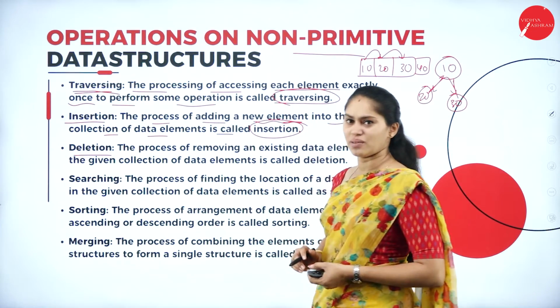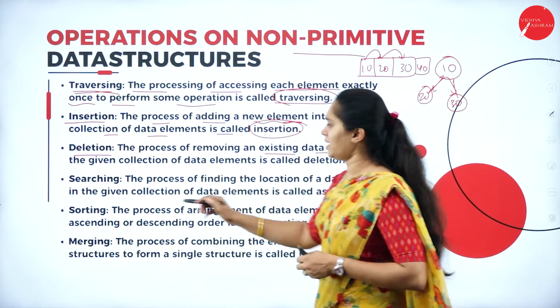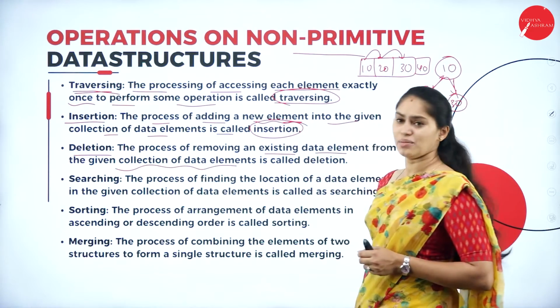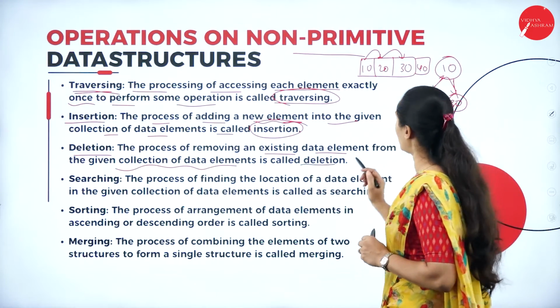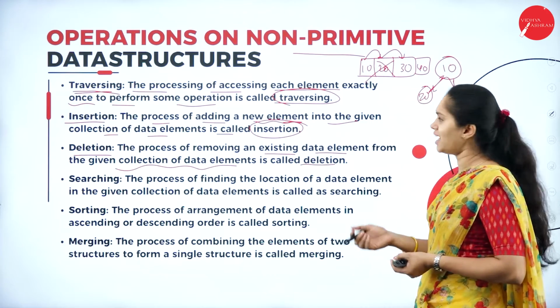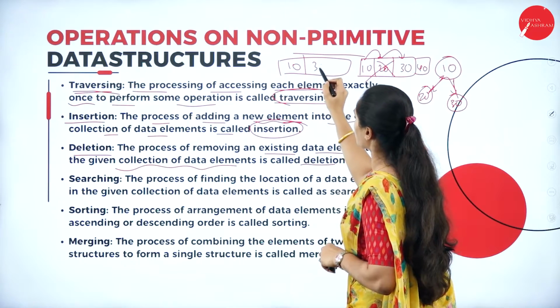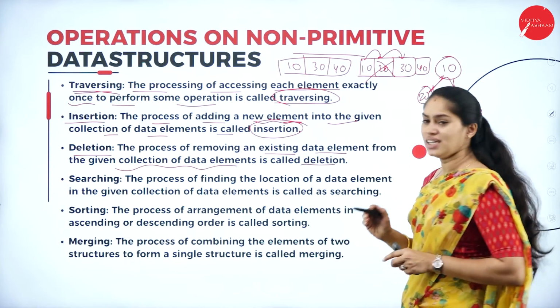In the same way I can delete it, right? That is deletion. The process of removing or deleting an existing data element from the given collection of data elements is called deletion. So here I don't want 20. I will just remove this from the collection of data elements. Then it will be like 10, 30 as well as 40. Okay, this is what? Deletion.